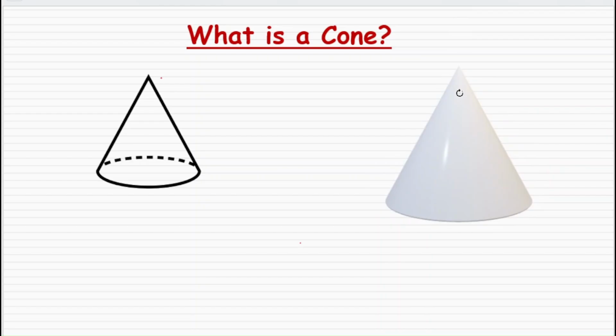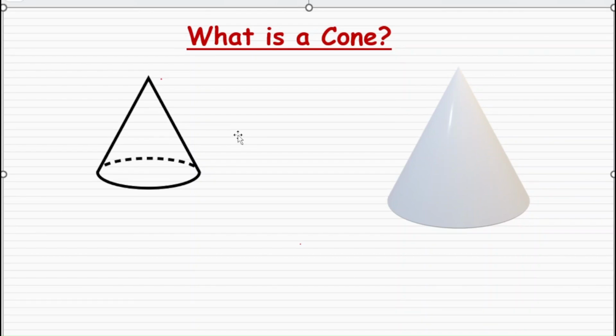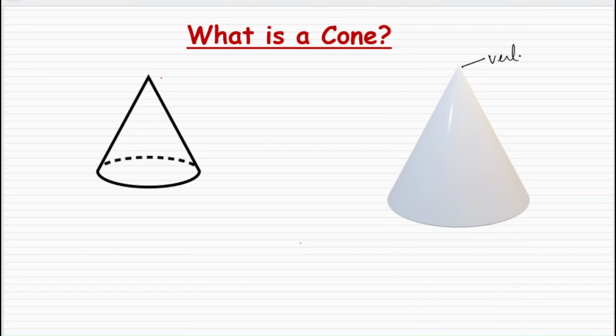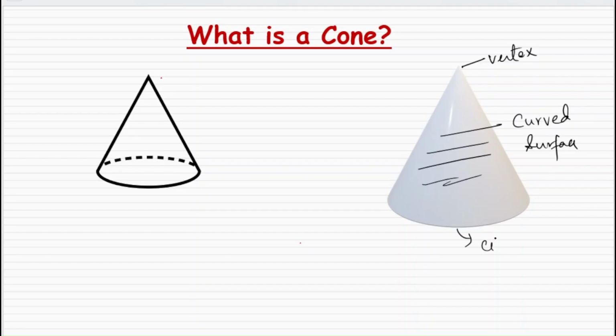Now cones are around us everywhere. The most famous example is of course the ice cream cone, the tip of the pencil, the tent. They are all examples of a cone. So let's start. This is called the vertex of the cone. This complete part is called the curved surface, and the bottom base is the circular base.